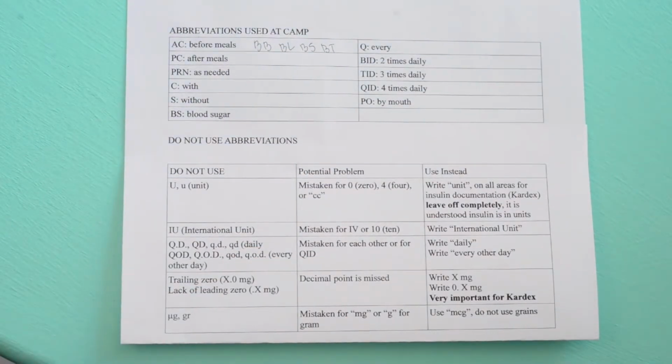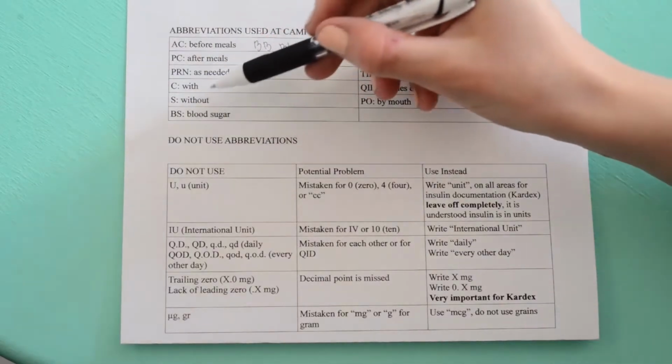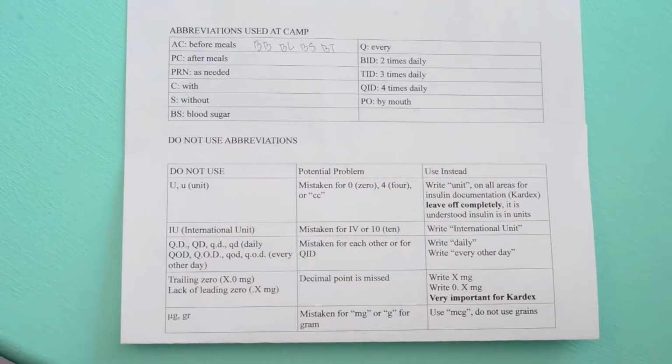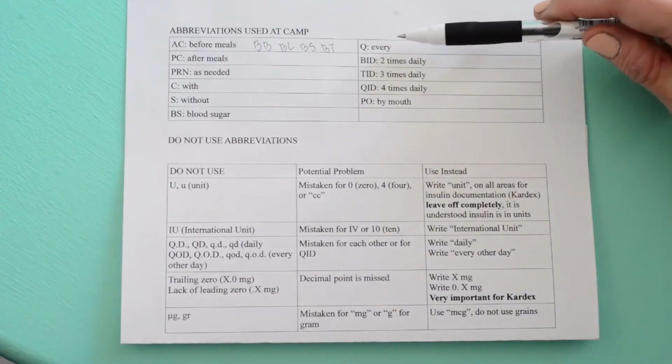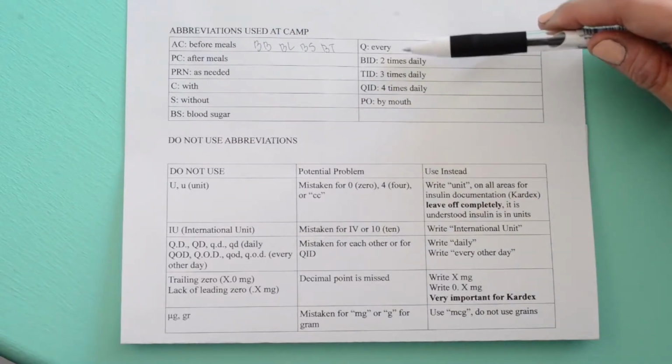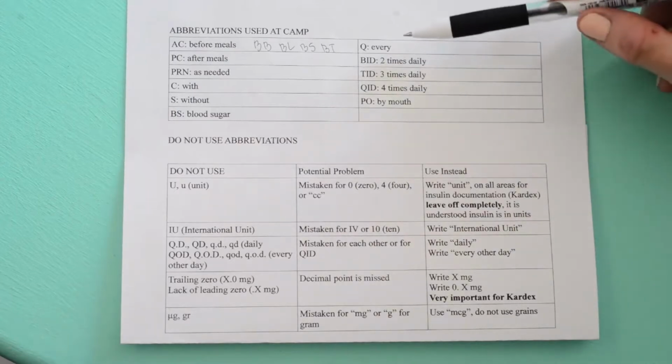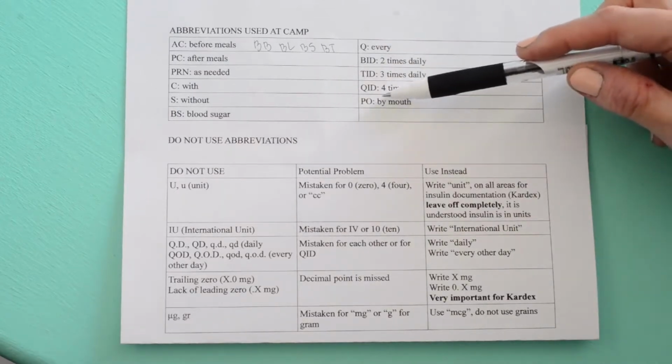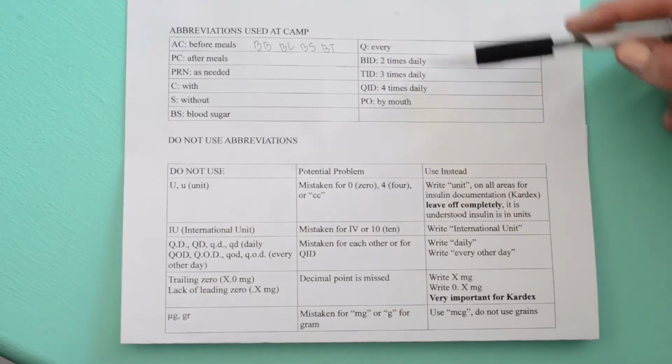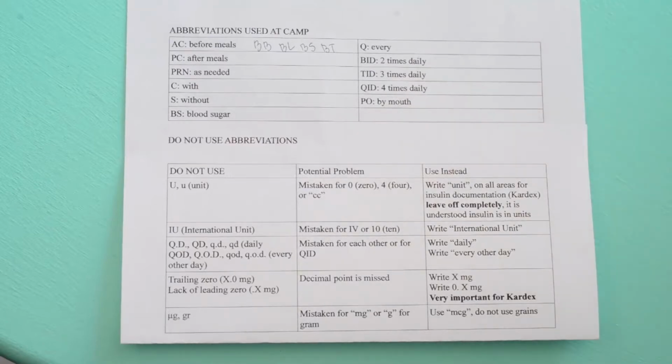bedtime, right? We also have PRN, of course, as needed, C and S for with and without, BS for blood sugar, and then we have Q every, so like Q 4 hours, Q 2 hours, BID, TID, and QID for 2, 3, and 4 times daily, respectively, and PO by mouth.